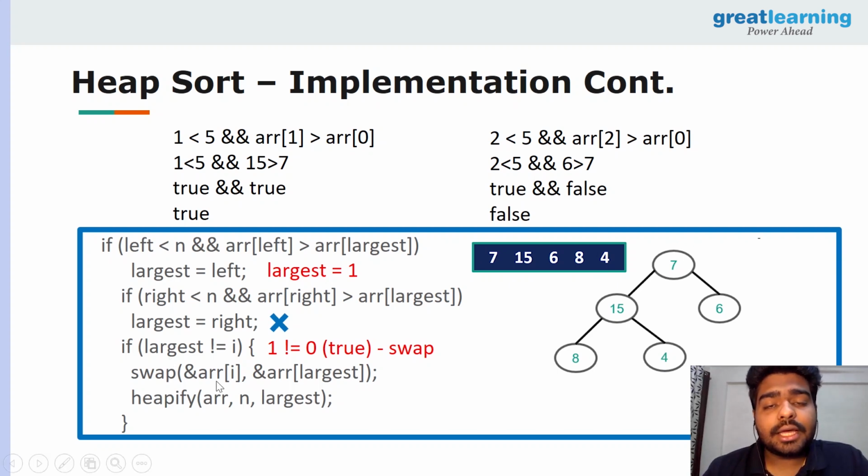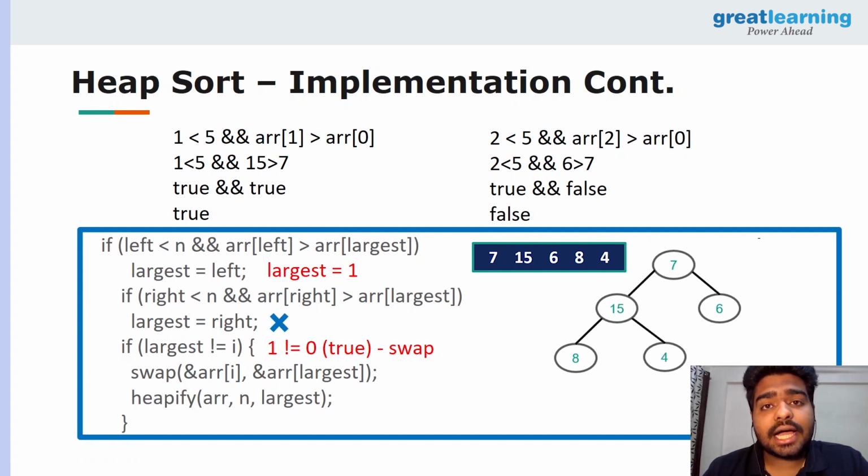If you can see, pointers will be used here, and that is why I've written ampersand. Ampersand will take the address of this location. Let's first analyze what this ARR I is. Remember, I was 0, so ARR 0 is 7. ARR largest means ARR 1, which is 15. Swap those two things, so 15 will come here and 7 will come here. Perfect, and it will become a max heap, right?